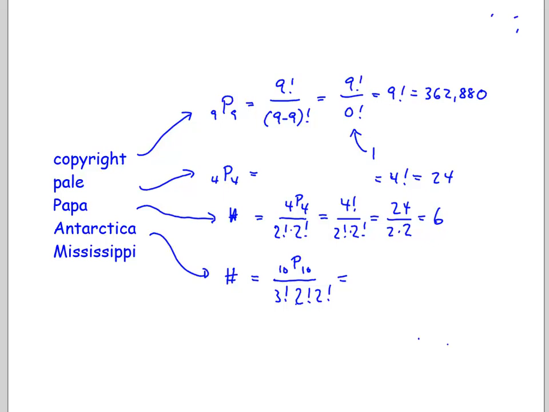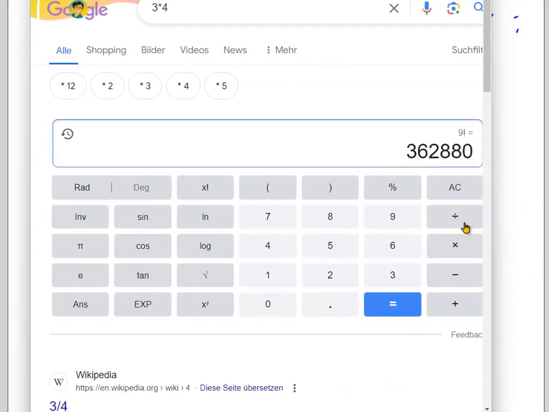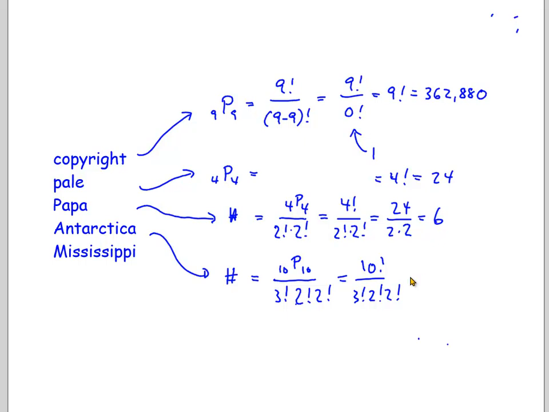So here I have 10 out of 10, which is basically just 10 factorial. Then I divide by 6, and then by 2, and by another 2. So 10 factorial divided by 3 factorial, which is 6, divided by 2 factorial, which is 2, divided by 2 factorial, which is 2, equals 151,200 combinations.